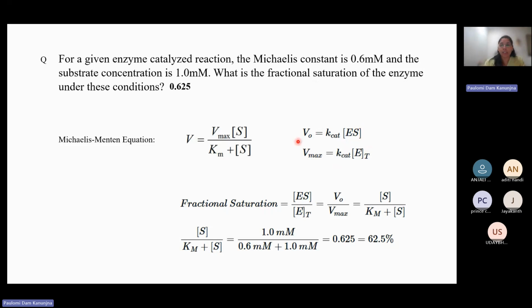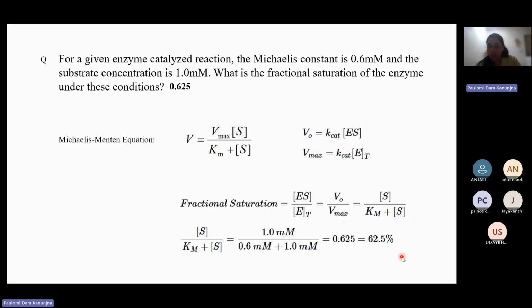So ES is related by this formula. ET is related by this formula. I need to find out the fraction of ES to ET. Basically, I need to find out V naught by Vmax. If I take K cat, they will ultimately get cancelled. So V naught by Vmax, which is basically this reaction. I can just simply take Vmax from my right side to my left side. It becomes the same as this. S upon Km plus S, which is 1 by 0.6 plus 1, which is 1 by 1.6, which is 0.625. Any confusion? And was this what you thought while you followed the answer?